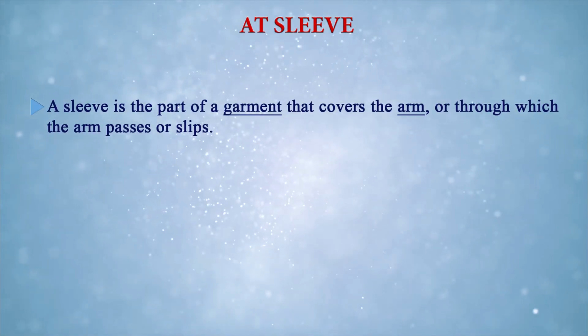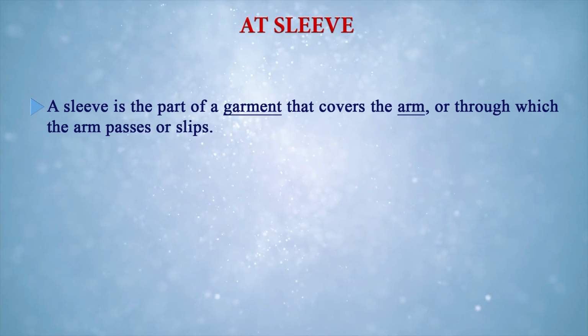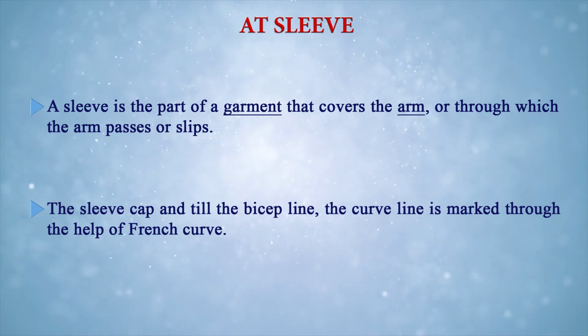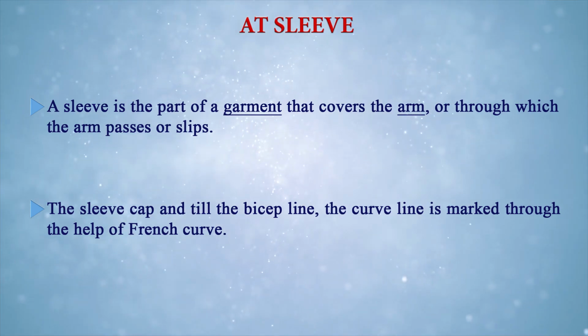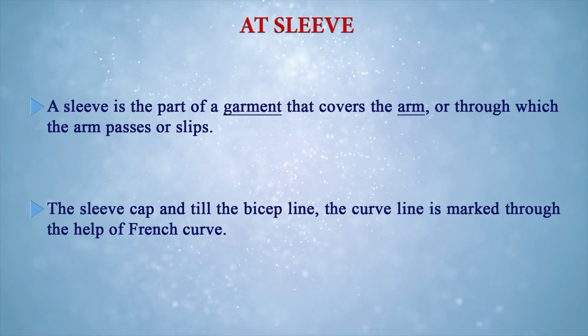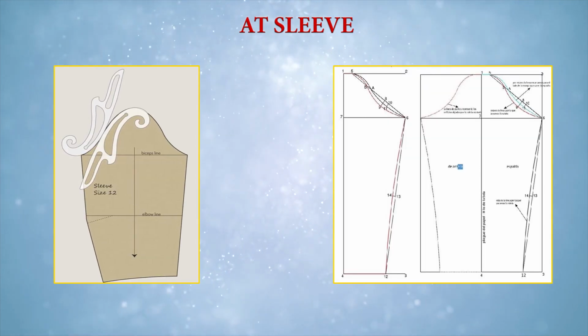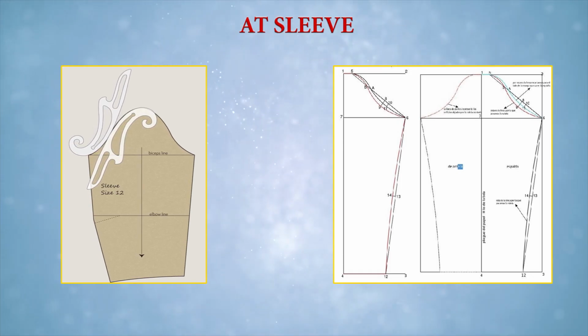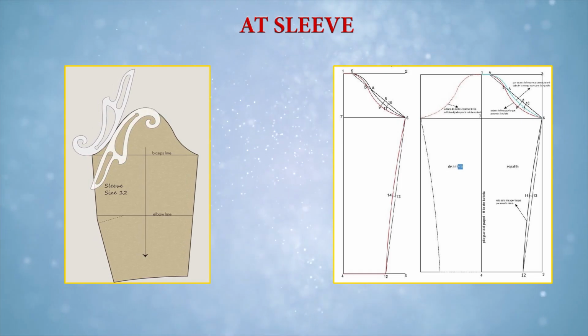Then at the sleeve, how we use the French curve at the sleeve, and why it is important. A sleeve is the part of a garment that covers the arm or through which the arm passes or slips. So the sleeve cap and the curve line till the bicep line is marked with the help of the French curve. As you can see in the picture, when we make a sleeve block, we will discuss in the next session how we develop a sleeve block.